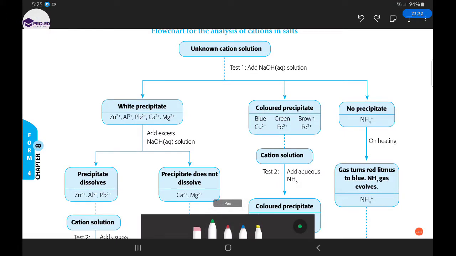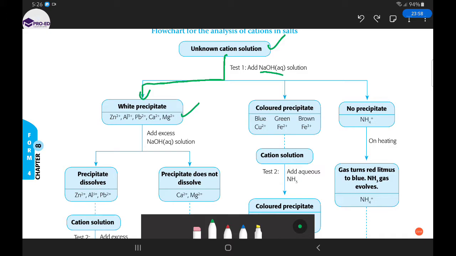So again, guys, what we did: we have an unknown cation solution. No idea what the cation is in here. So what we do, we first add what? Sodium hydroxide. When we added sodium hydroxide, what did we get? We got a white precipitate. Then what did we do? Oh yeah, guys, you see here, it's not dotted. It's just a straight line. So it's the same solution. You just add more sodium hydroxide. So we say you add excess sodium hydroxide solution.